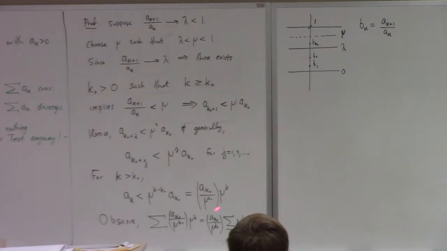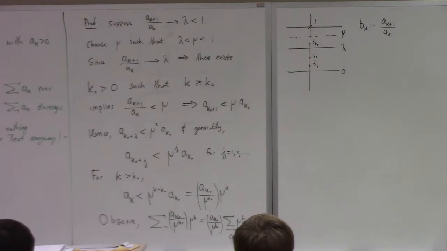But you can calculate the series that arises from this term: a sub k naught over mu to the k naught, times mu to the k. Pull out this constant, it's just a constant. And then you've got this series, which is the sum of mu to the power k, where mu is a fixed positive constant less than 1. This is what? This is a geometric series. So we know that converges. Consequently, by the direct comparison test, we get that converges as well. So that's the proof of the convergent case.